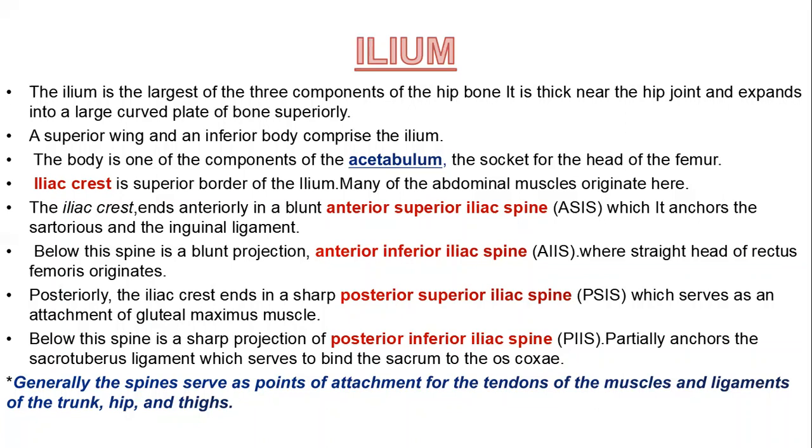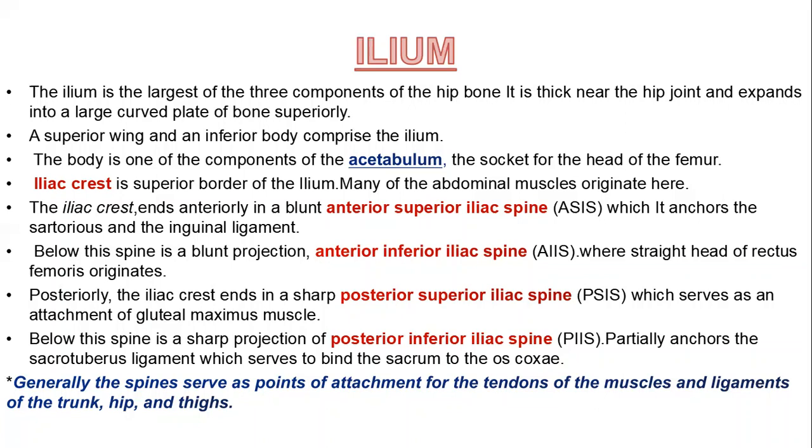Posteriorly, the iliac crest ends in a sharp posterior superior iliac spine. The names also refer to where these structures are found. For the first two, we have anterior, while the last two I'm talking about are found on the posterior aspect of the ilium. As well as the anterior superior iliac spine and the anterior inferior iliac spine, the posterior superior iliac spine serves as an attachment for the gluteus maximus muscle.